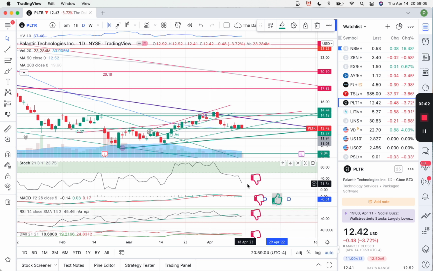Stochastic is extremely low. We have this support that is holding for now, but I don't know for how long this is going to last. If you look at my Tesla video, I took a look at all of the indices, and things are not looking very good for the short term, for the next week.